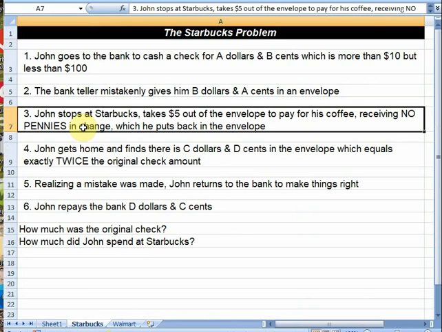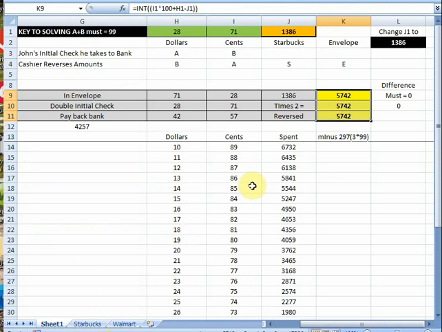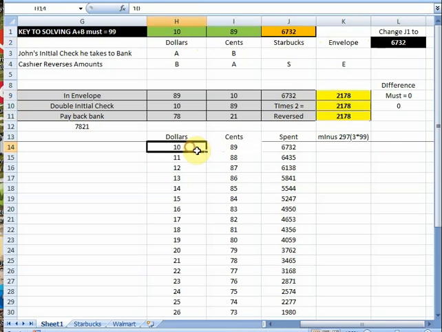for his coffee, receiving no pennies in change, which he puts back in the envelope. So we know that the Starbucks expenditure has to be less than $5. What I've done here is show all the possible answers that can work out if you don't have that criteria of number 3 of the $5. If you take $10.89, let's just do that. According to this right over here, I need to make it 67.32 that he spends at Starbucks. All three of these would match. So all three other criteria are being met with this answer.